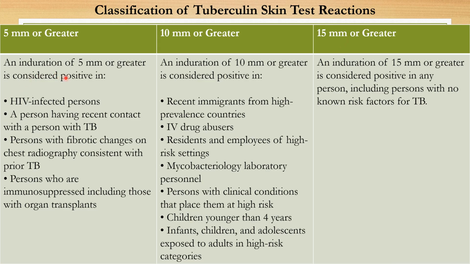An induration of 5 mm or greater is considered positive in HIV infected persons, a person having recent contact with a person with tuberculosis, persons with fibrotic changes on the chest radiography consistent with prior TB, persons who are immunosuppressed, including those with organ transplants. These people are considered positive if the induration of 5 mm or greater is seen.